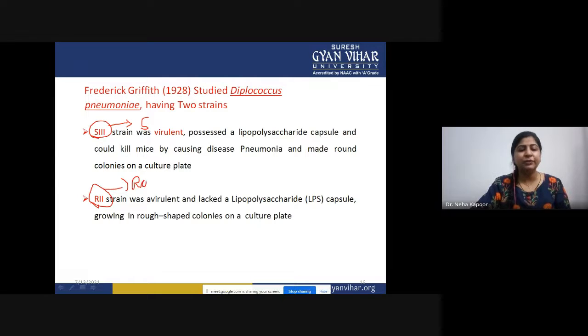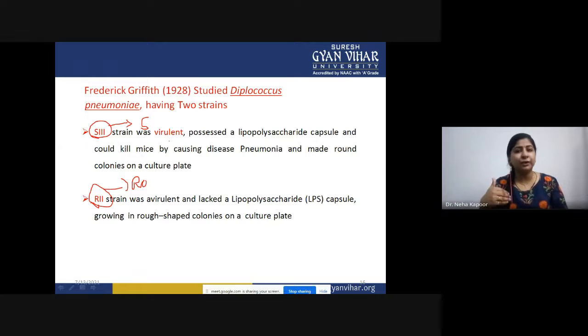So here it was quoted that S3 strain is virulent. It is pathogenic. Why? Because it has a lipopolysaccharide, or LPS, capsule, because of which if this strain is infecting a mouse, the mouse gets the disease pneumonia, and because of that the mouse dies.